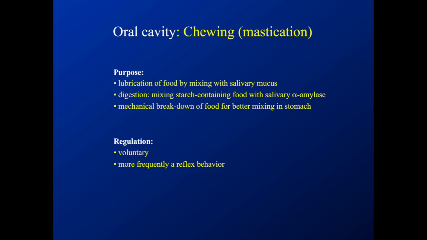So the mouth is the first point of entry for food, and upon taking in food, you're going to start chewing it, also called mastication. And there are several functions to this chewing. You're going to start lubricating the food by mixing it with the salivary mucus, and this begins the first part of digestion because the saliva in your mouth contains enzymes such as salivary alpha amylase that acts on carbohydrates and breaks them down into smaller carbohydrate molecules. The mechanical breakdown of the food is also for better mixing in the stomach.